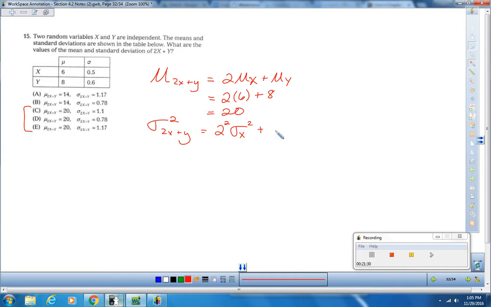And the variance of y is just the variance of y. Okay? Now the reason that 2 is squared, again, think about it. If I want the standard deviation of 2x, it's just 2 times the standard deviation of x. So the variance of 2x is equal to the square of that.